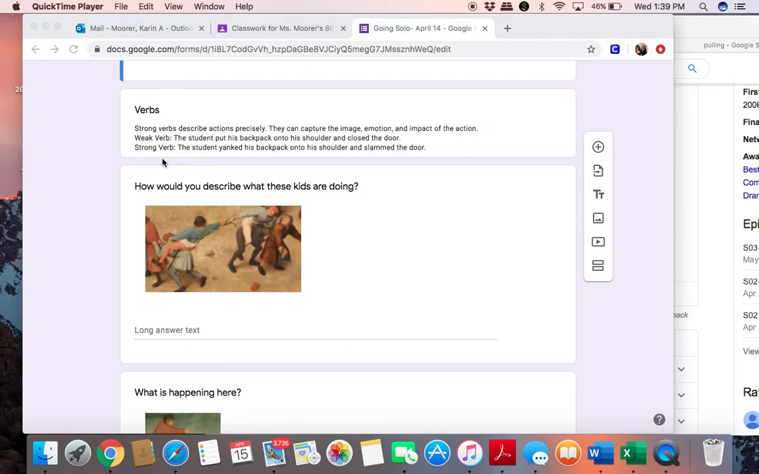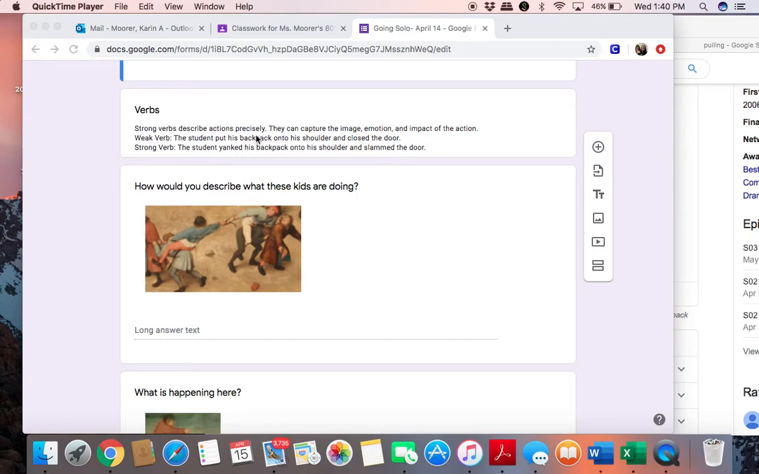And here are examples. The weak verb is that the student put on his backpack. Okay, well, we know what he did. He put. That's our verb. But it doesn't help us picture how quickly he did it or what emotion he had when he put it on. If we look at this strong verb example, we replaced put with yanked. This gives us an idea of how quick he does it and kind of with what attitude he's doing it.